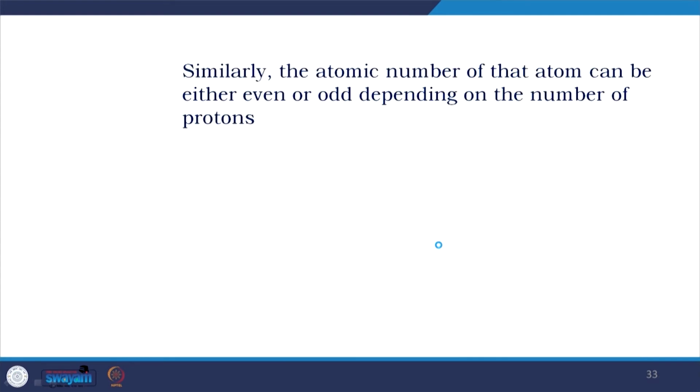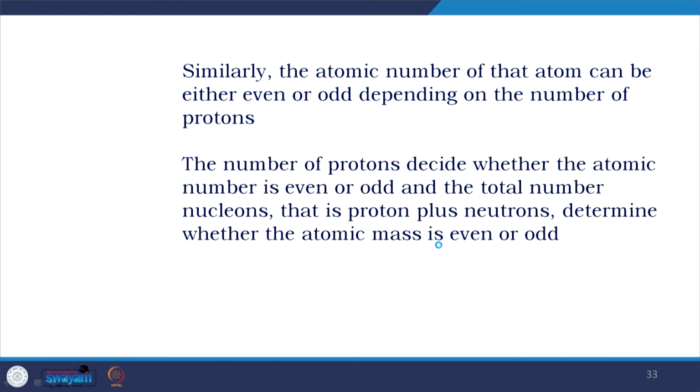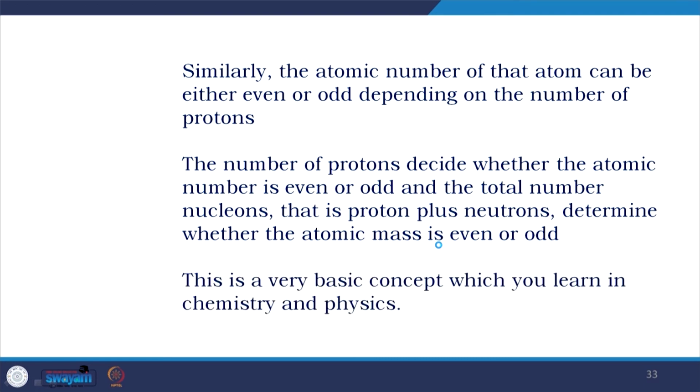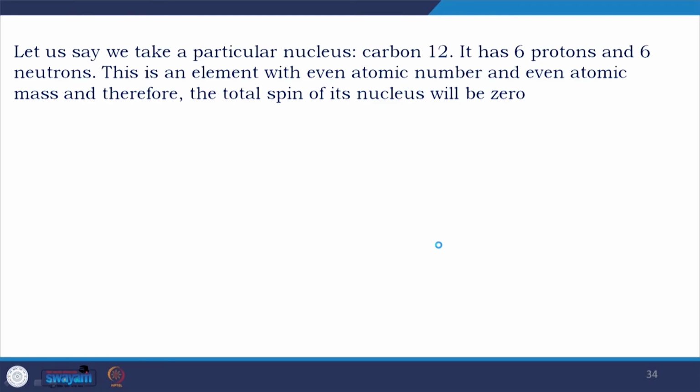Similarly, the atomic number of an atom can be either even or odd depending on the number of protons. The number of protons decides whether the atomic number is even or odd, and the total number of nucleons, that is protons plus neutrons, determines whether the atomic mass is even or odd. This is a very basic concept which you learn in chemistry and physics if you have a basic idea about the atom and atomic numbers. We will go through a few examples.